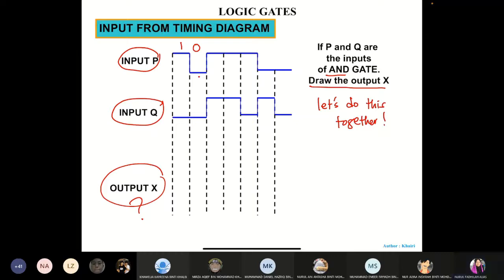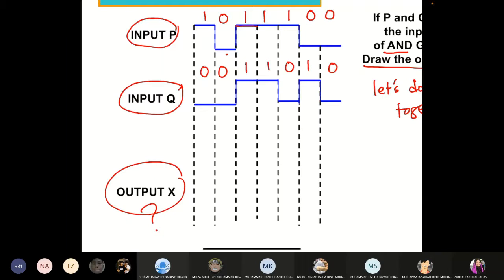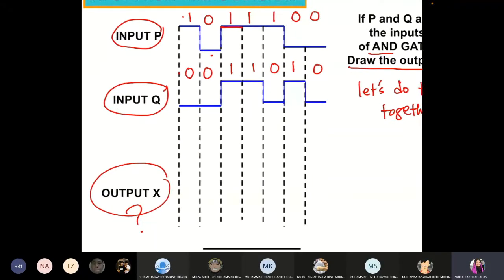This one? 1, 0, 0. 0, 0, 1, 1, 0, 1, 0. Output? What's the output for the first one? 0. 0, 1, 1, 0, 0, 0. So now draw.